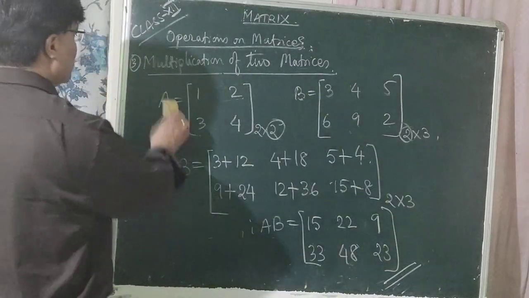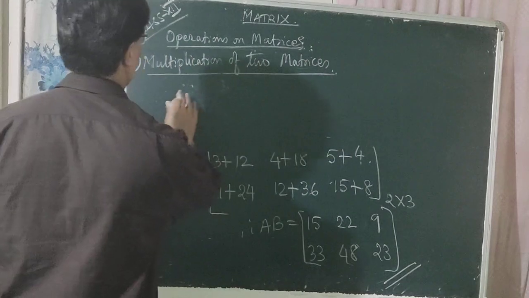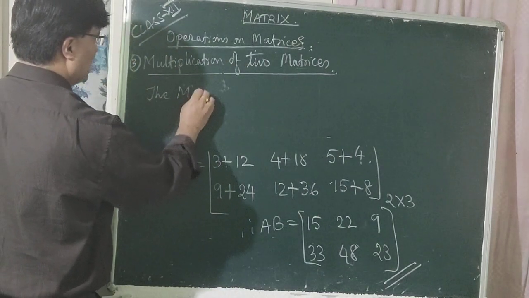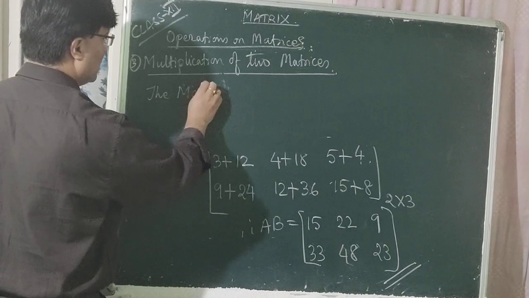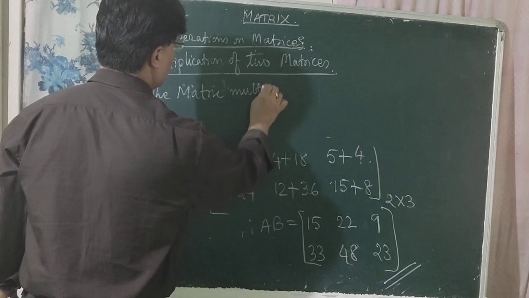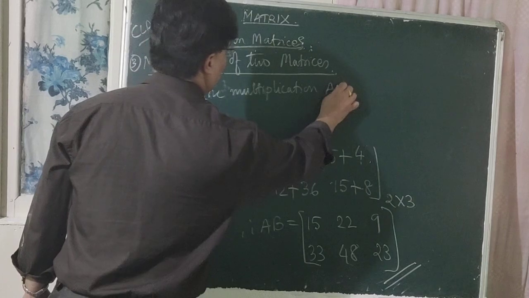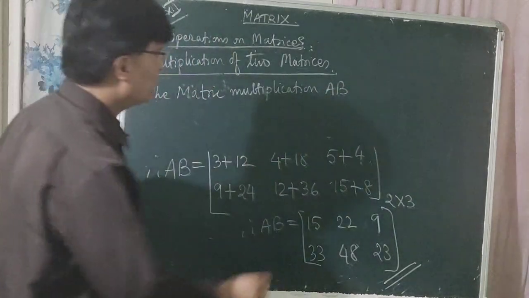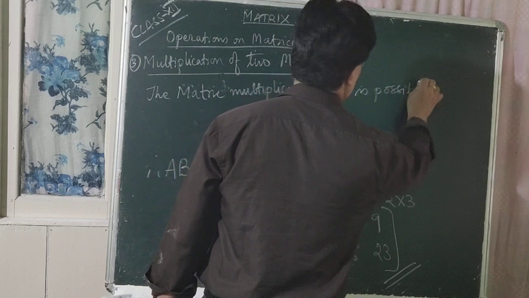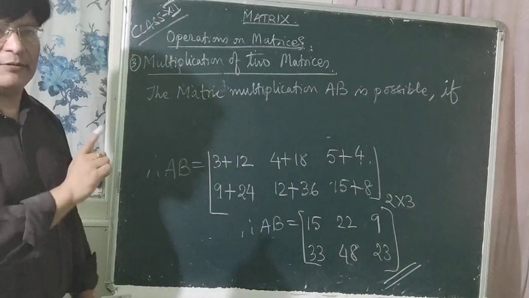So now you can write a property out here. The matrix multiplication AB is possible if, now the first matrix here is A.